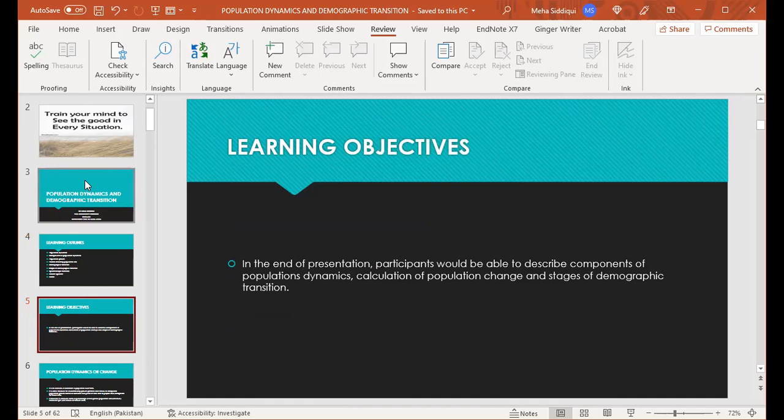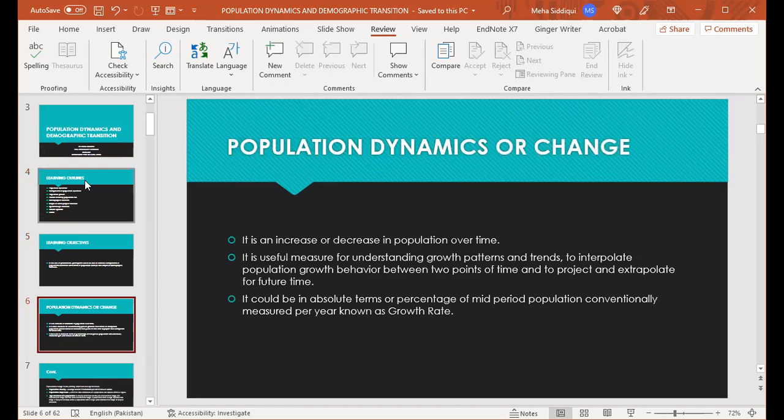Learning objectives. At the end of the presentation, participants would be able to describe components of population dynamics, calculation of population change, and stages of demographic transition.